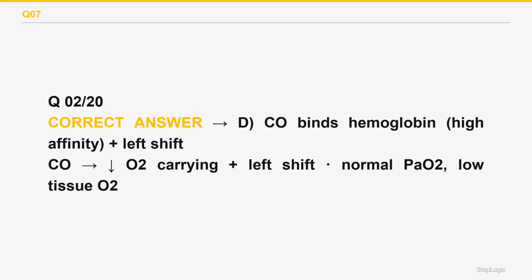Standard pulse oximetry cannot distinguish carboxyhemoglobin from oxyhemoglobin, so SpO2 reads falsely normal. You need co-oximetry to measure carboxyhemoglobin directly. The cherry red skin and the normal PaO2 with tissue hypoxia are the classic clues. Treat with 100% oxygen or hyperbaric oxygen in severe cases to displace CO.